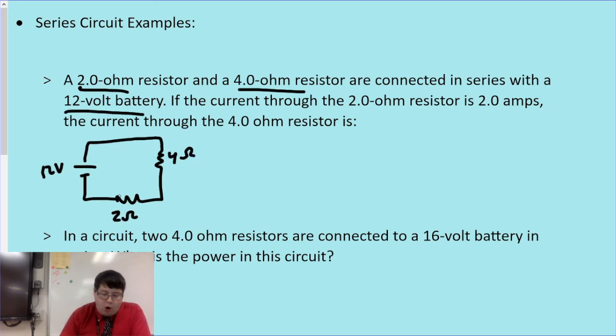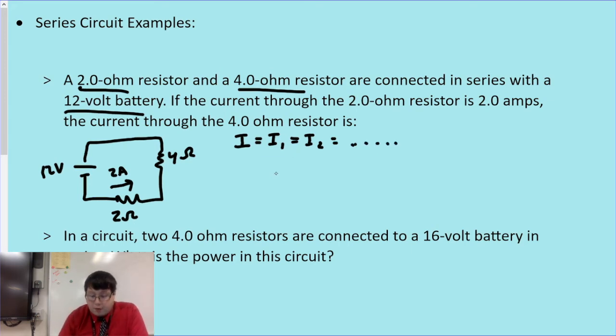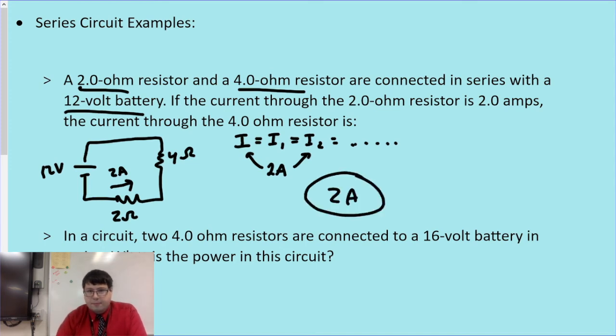Now we know the current going through this resistor is 2 amps. So by that law that says that in a series circuit, all of the currents are equal, we know the current is always I1 equals I2 equals dot dot dot. I1, that I1 through my 2 ohm resistor, is 2 amps. Well, that means that the current everywhere is 2 amps. The current through number 2 is 2 amps. And so my answer here is 2 amps.